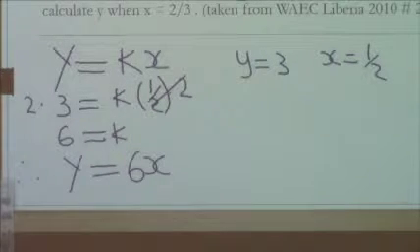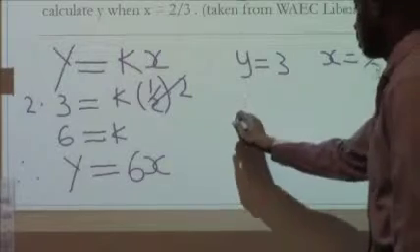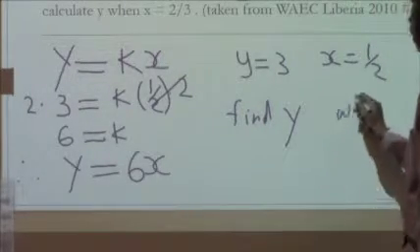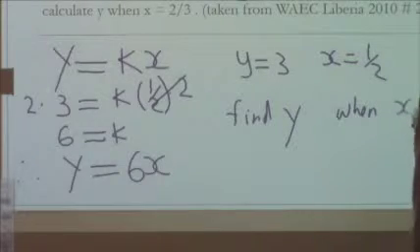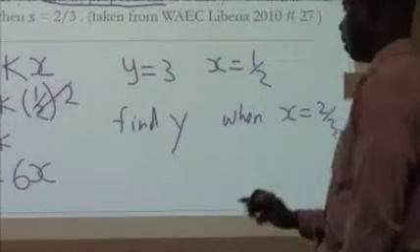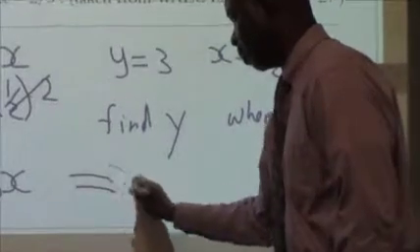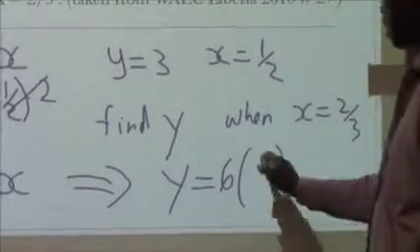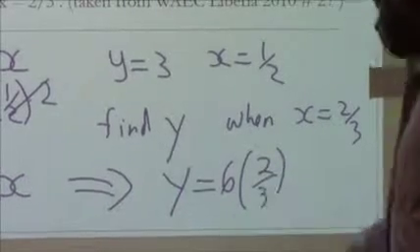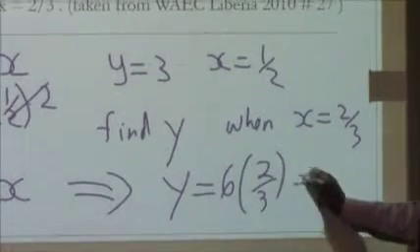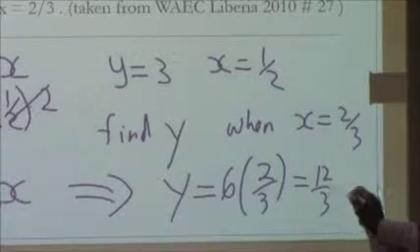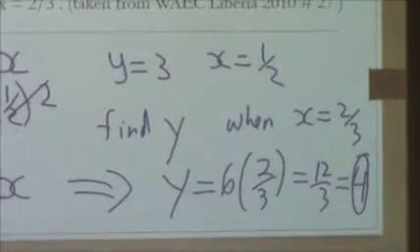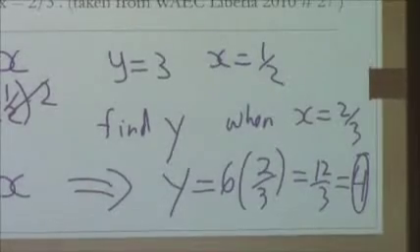So now that we know that's our relationship, we can go to the second part of the problem. In the second part of the problem, they want us to find y when x is equal to 2/3. So we can just use this relationship. Y is equal to 6 times 2/3. So we're going to have 12 divided by 3, and that's going to be 4. So y would be equal to 4 when x is equal to 2/3.